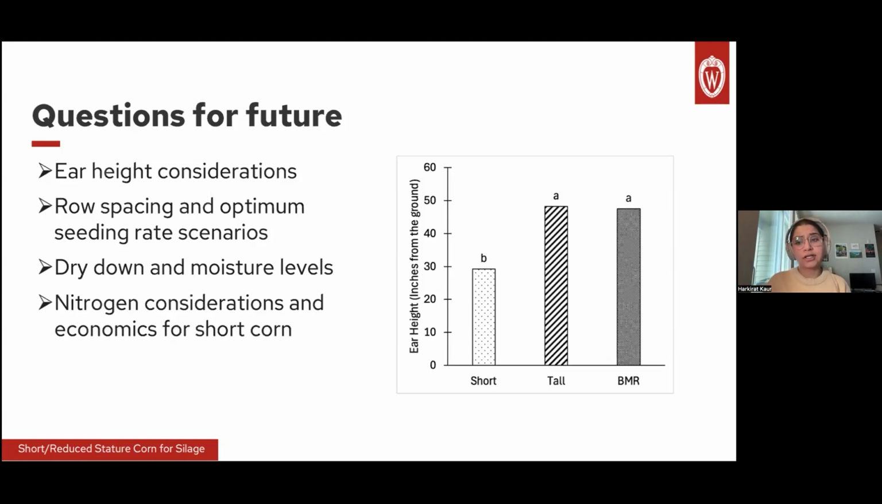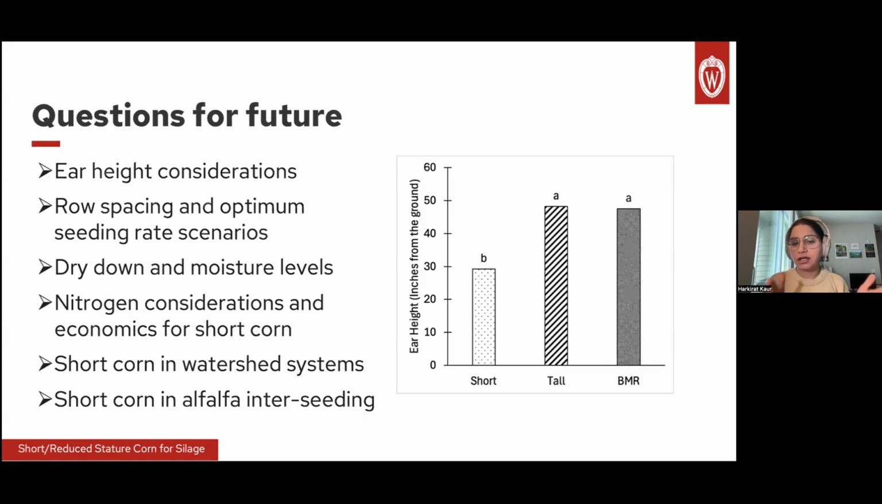Going forward, we are also concerned about the nitrogen considerations, where we want to see how the distribution eventually informs our decisions, and the short corn applicability or effectiveness in the watershed systems and in the alfalfa interseeding systems.